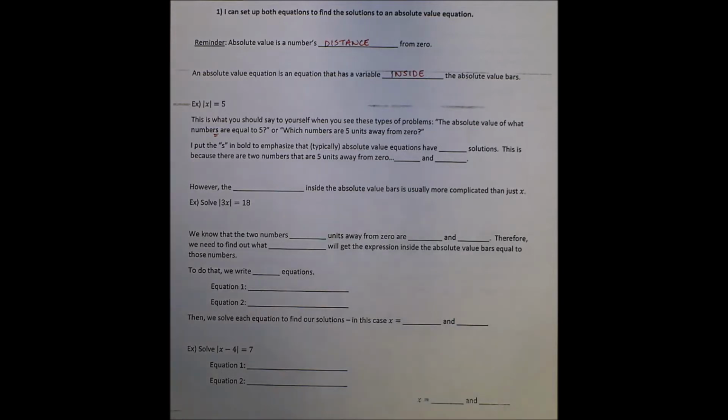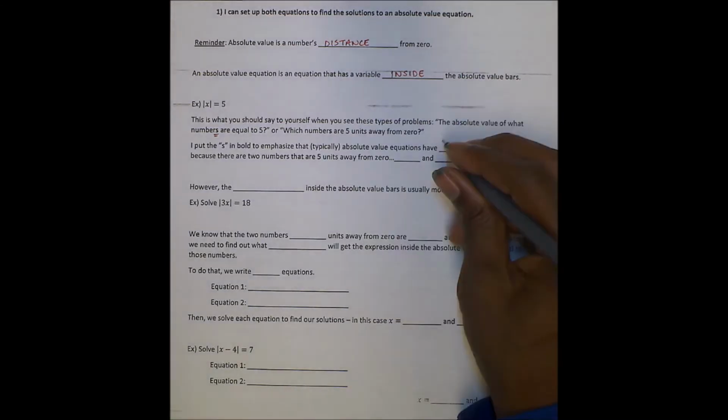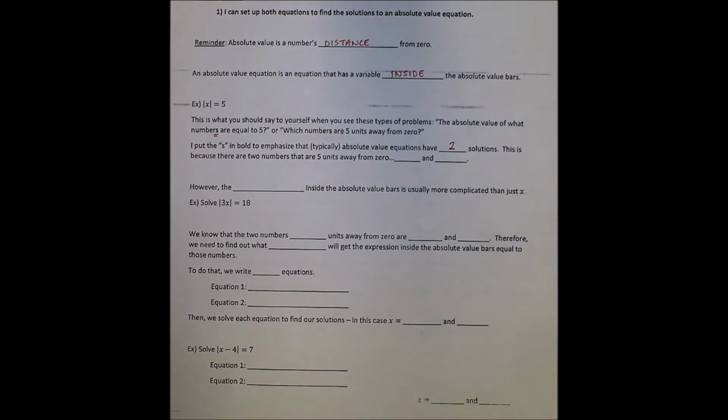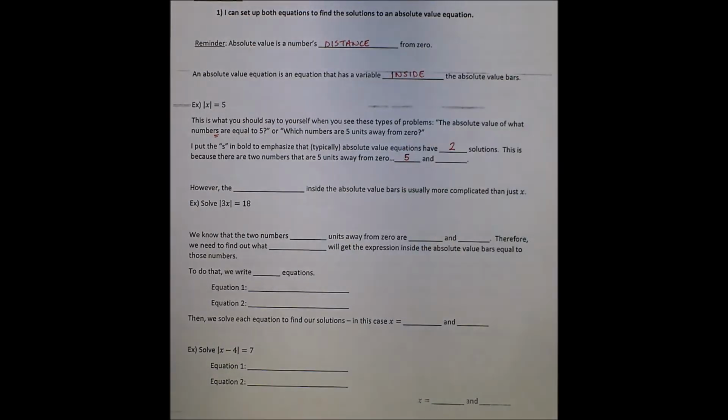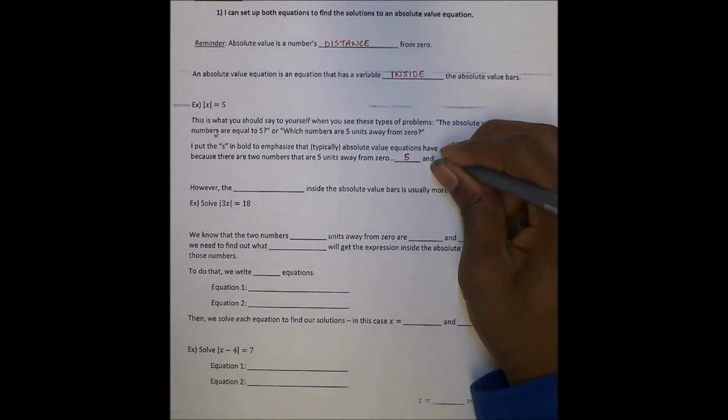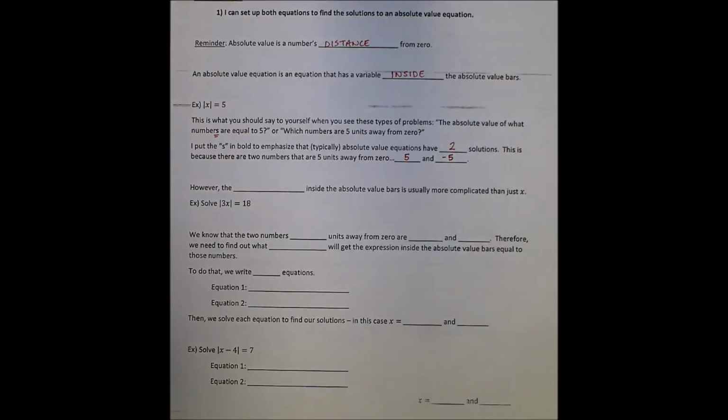Okay, so again, I put the S in bold to emphasize that typically an absolute value equation has two solutions. This is because there are two numbers that are 5 units away from 0. Okay, obviously 5, and just a little less obviously, negative 5. On a number line, those two numbers are 5 away from 0 in either direction.